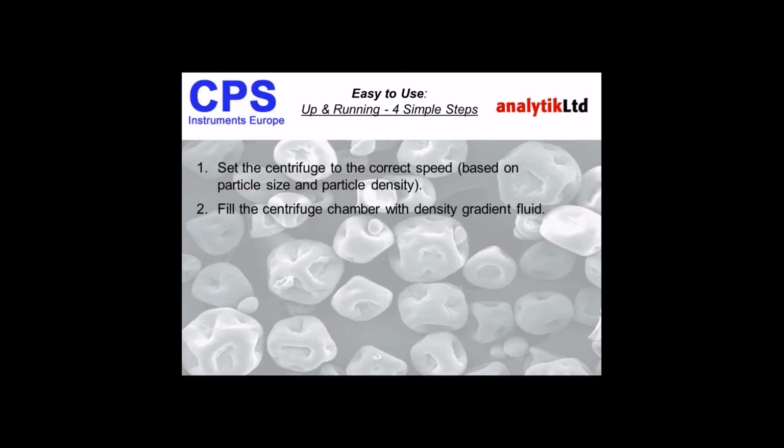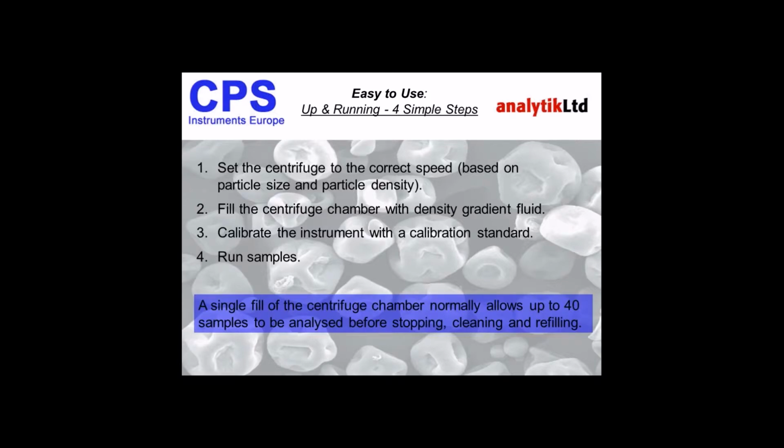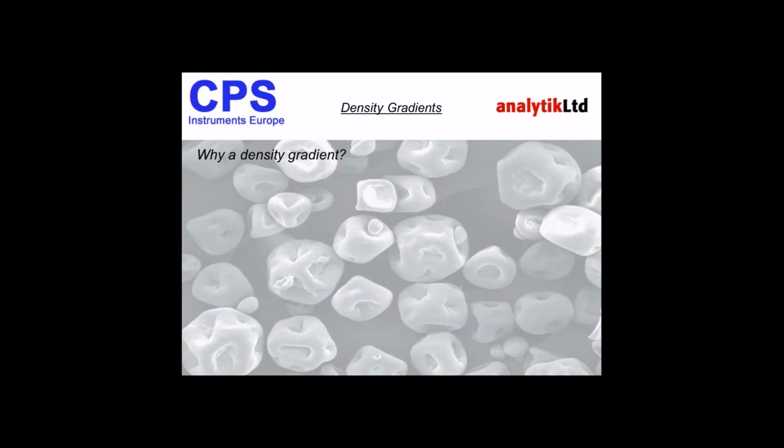Secondly, we fill the chamber with a density gradient fluid. We don't use water, we have to have a density gradient fluid, which I'll explain in my next slide. Thirdly, we inject a calibration standard. And finally, we run our samples. A single fill of the chamber normally allows us to run 40 samples before the disk has to be stopped, cleaned, and refilled.